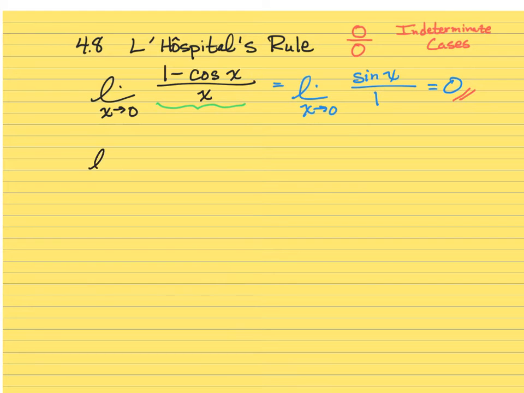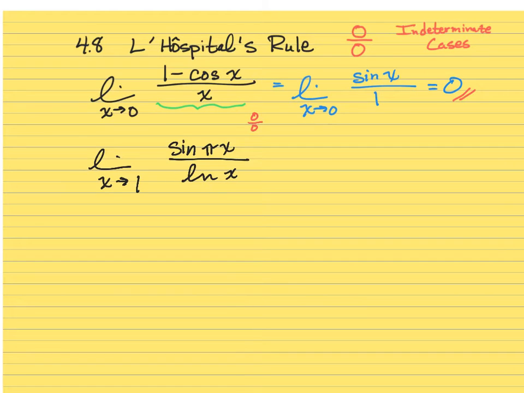Okay, let's try another one. Let's do the limit as x goes to 1 of sine of pi x over ln of x. Okay, so it looks like a complicated limit here. And so if I try to just plug in a 1, I get sine of pi on top, and sine of pi is 0, right? And then on the bottom, I get ln of 1, and of course natural log of 1 is 0. So again, this is a 0 over 0 case.